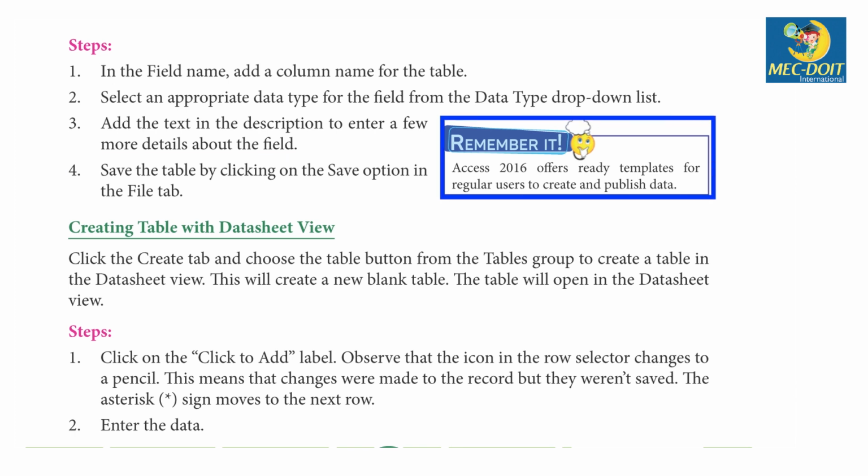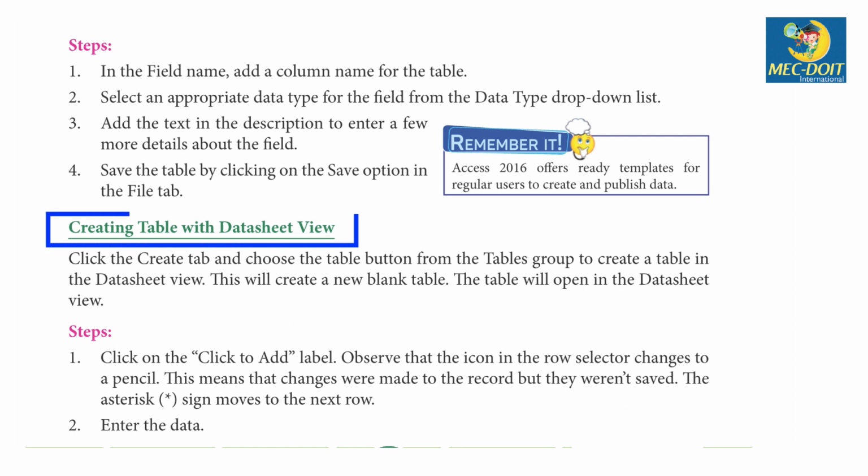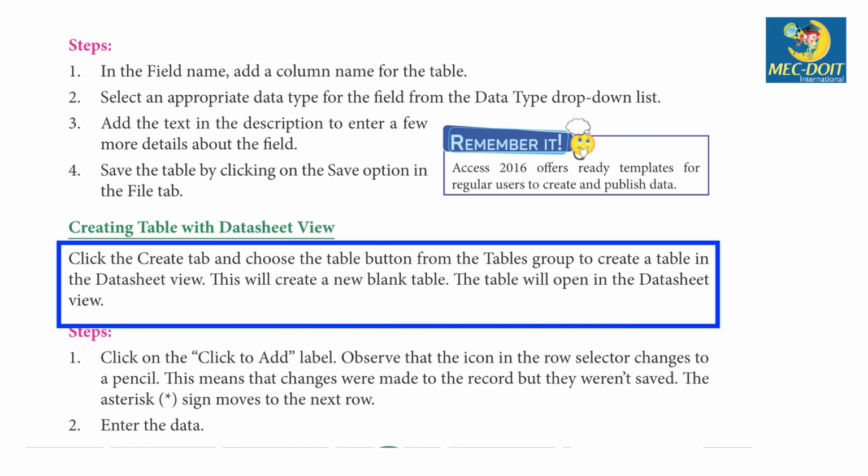Remember, Access 2016 offers ready templates for regular users to create and publish data. Creating a table with Datasheet View. Click the Create tab and choose the Table button from the Table group to create a table in the Datasheet view. This will create a new blank table. The table will open in the Datasheet view.